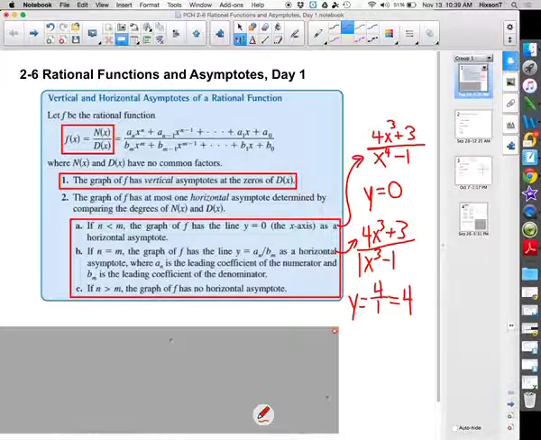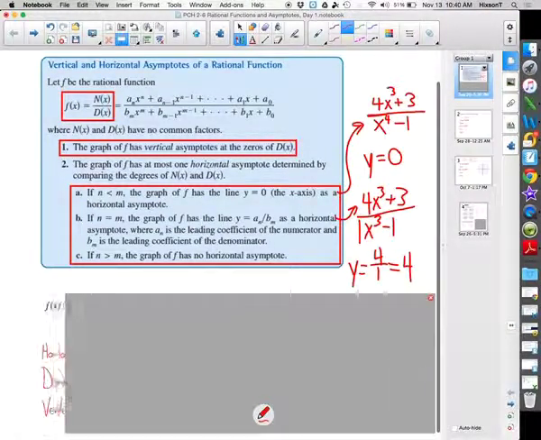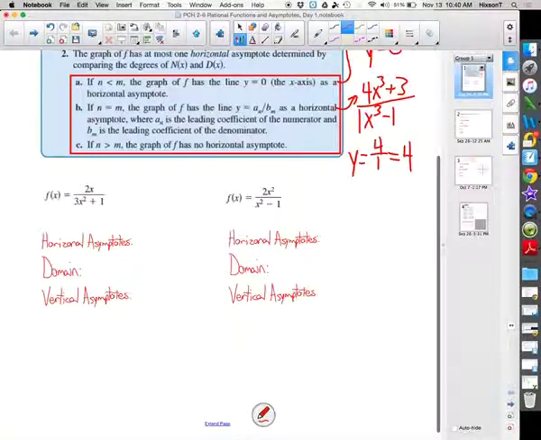Now, one thing I will mention, and I'm actually going to show you an example of this here, is that horizontal asymptotes behave a little bit different than vertical in one aspect.